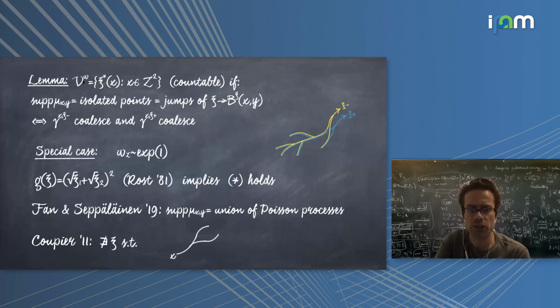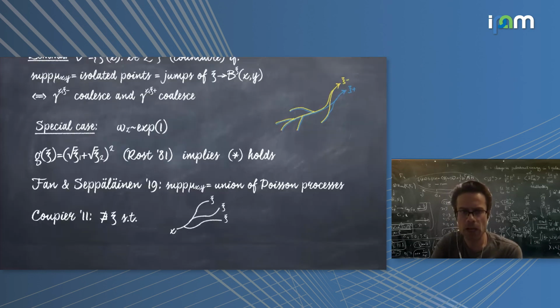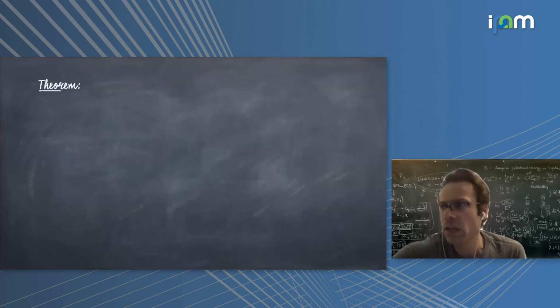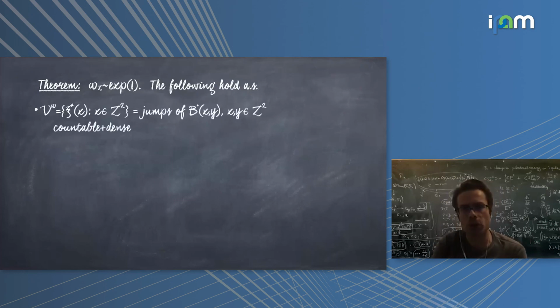And one more result to just get the theorem that is going to be on the next slide. It's a result by Coupier from 2011 that says there isn't any direction, random or not, in which you have 3 or more geodesics. So you put all of this together, and you get that the following holds almost surely. For the exponential model, you throw away a null set, and you get that the exceptional set of directions, which we define as the jumps of the Busemann process, is also the set of competition interface directions. So it's countable, and it turns out to be dense.